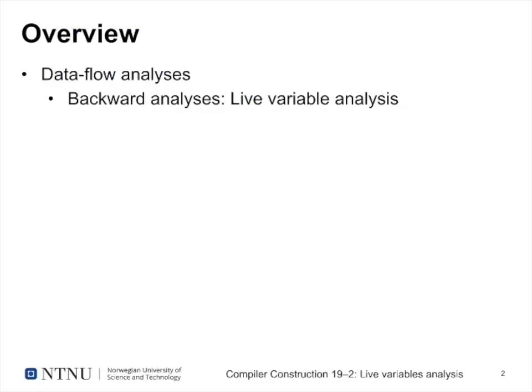Live variable analysis is an important analysis to enable optimizations, and live variable analysis is a backward analysis. So we're beginning our analysis at the end of our program, or the part of the program we're considering, and then we're going backward throughout our control flow graph to analyze the live variable values.